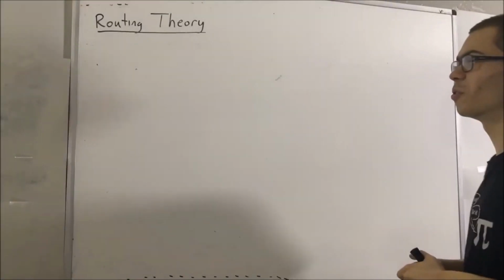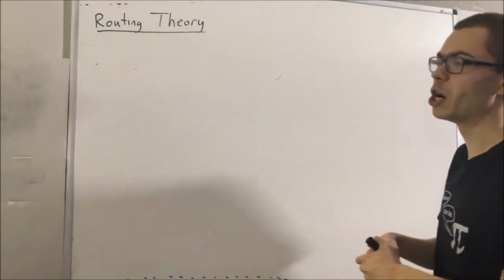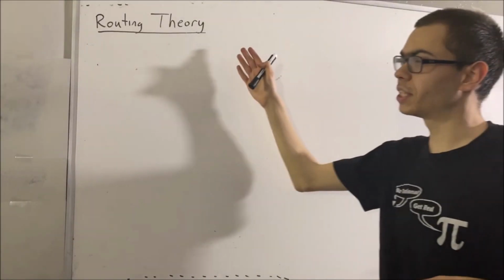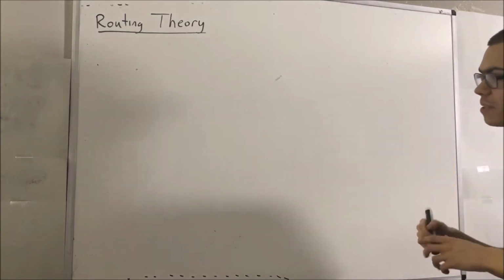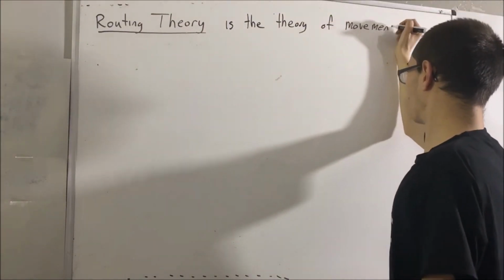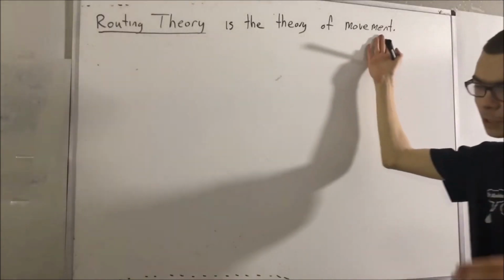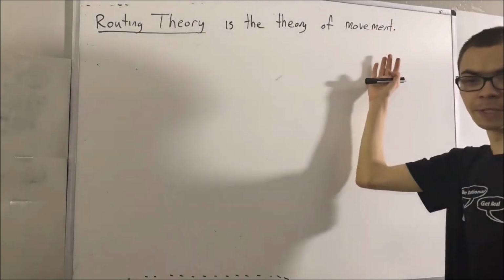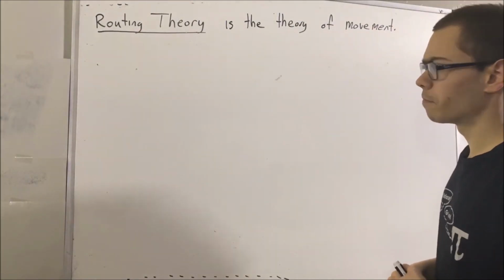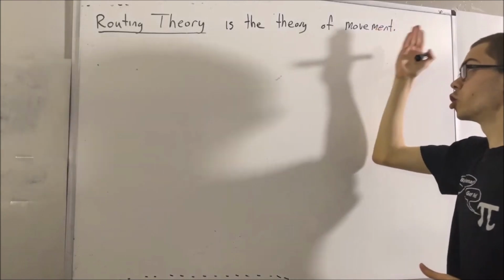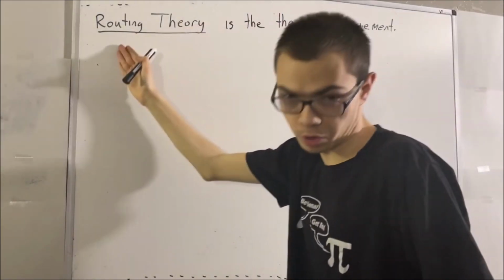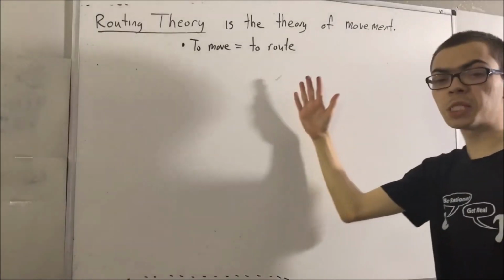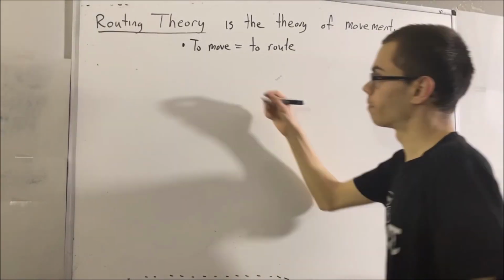Alright, so in this video, we are going to look at an overview of a course that I'm creating called Rooting Theory. Now, rooting theory is the theory of movement. Right, so really, it's just about moving around, just moving like this. That's really all it is. It's the theory of movement. Okay, so then, really, when I say to move, I really mean to root. And also, we call an object that moves a rooter.